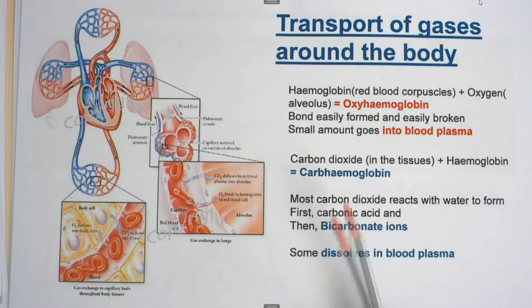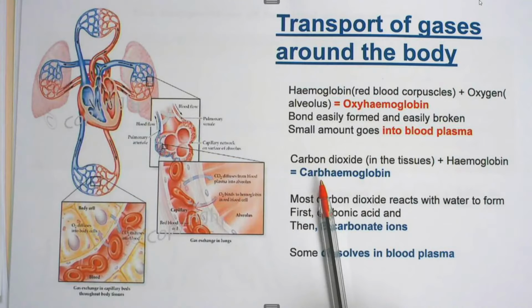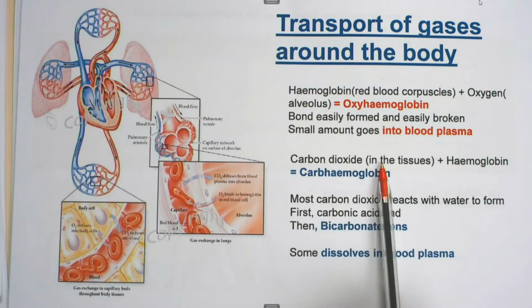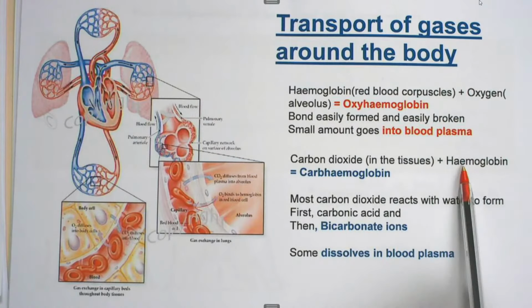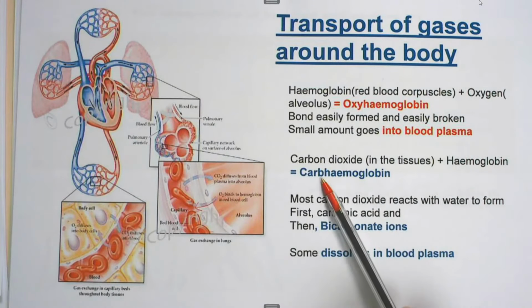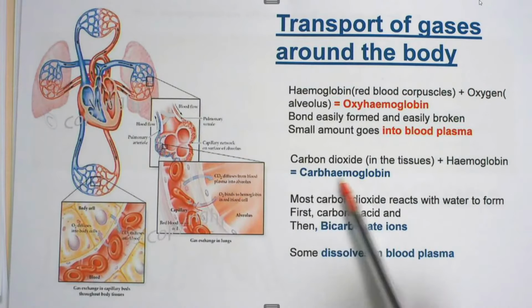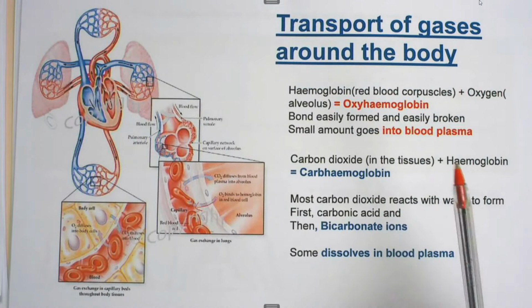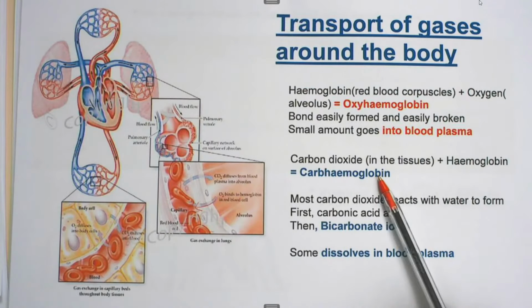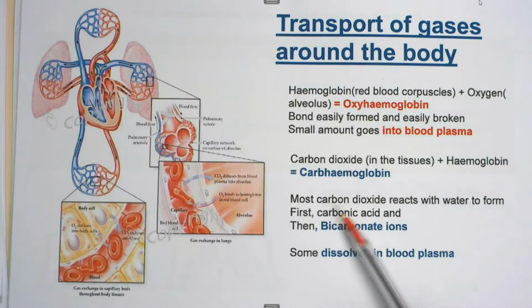Okay, and then the same with carbon dioxide, you see there. Carbon dioxide is inside the tissues. Now the hemoglobin that just carried the oxygen must now carry the carbon dioxide, and that combination is called carbaminohemoglobin. So that's the form that carbon dioxide is carried in. We also see that most carbon dioxide reacts with the water to form an acid that we call carbonic acid, which actually makes the pH more acidic. That forms bicarbonate ions, and then some of the carbon dioxide is dissolved in the blood plasma.